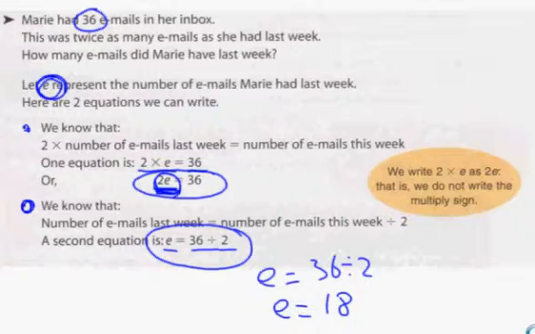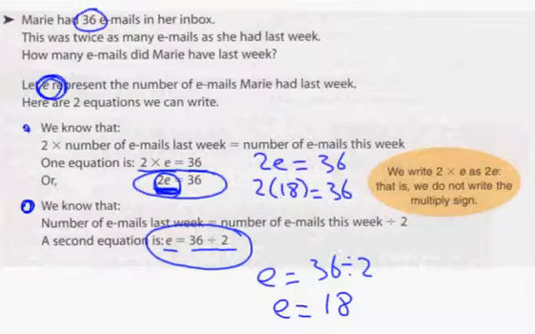Let's do this other one. 2E equals 36. Well, I know that 2 times 18 equals 36. Okay? There you go.